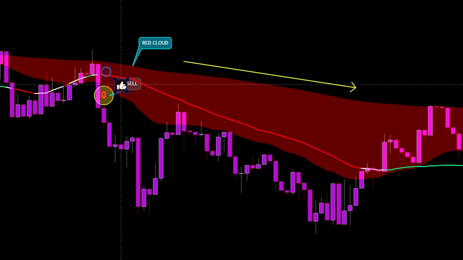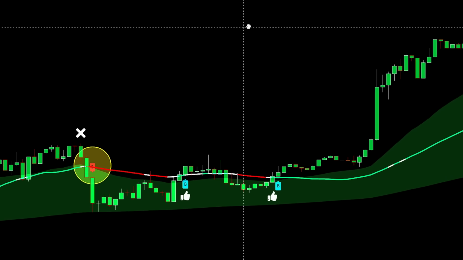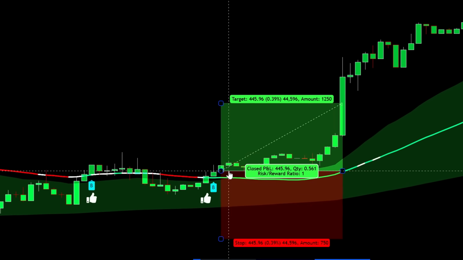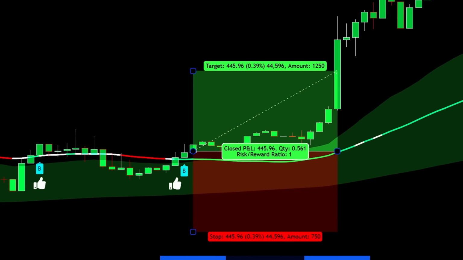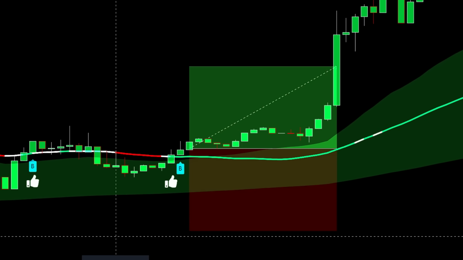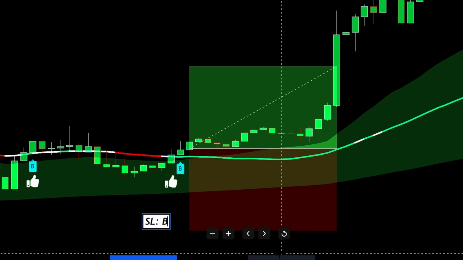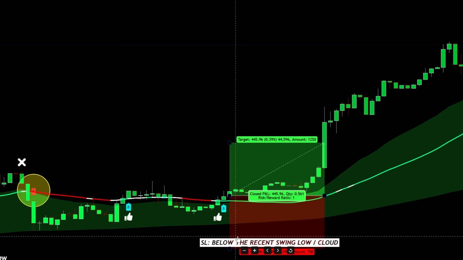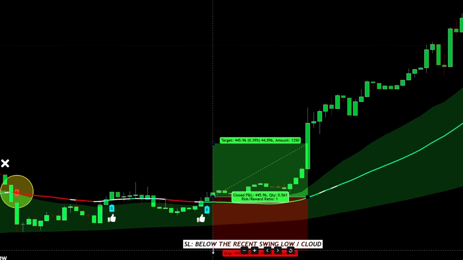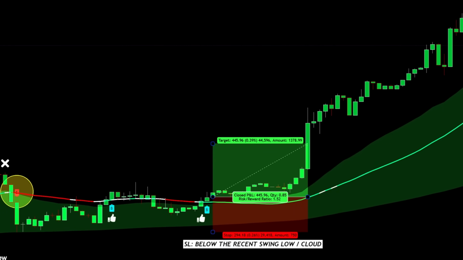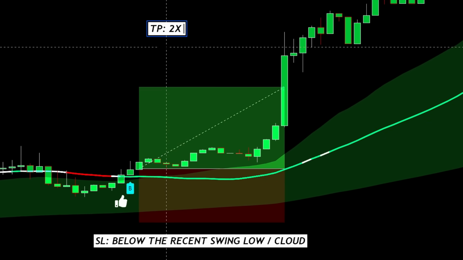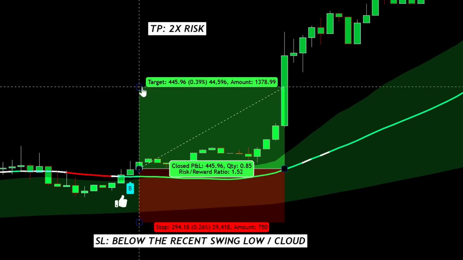When entering a trade, here's what I do. For a buy in an uptrend, I place my stop loss slightly below the recent swing low or just below the cloud. This gives the trade room to breathe without risking too much. Then I set my take profit at 2x risk, keeping my risk to reward ratio consistent and disciplined.